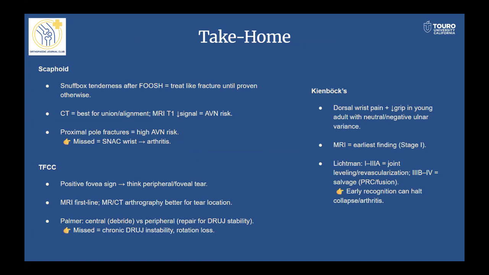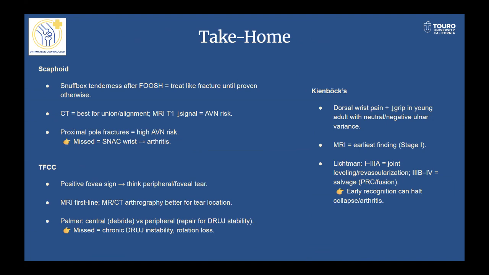If someone falls on an outstretched arm and their snuff box hurts, assume a scaphoid fracture until proven otherwise. Use a CT to check if the bone has healed or is lined up right. Use an MRI to look for dead bone, which is low signal on T1, which gives you that high suspicion of avascular necrosis, especially with a proximal pole fracture. We know those are the most dangerous. If you miss that, it can progress to SNAC wrist and eventually arthritis.